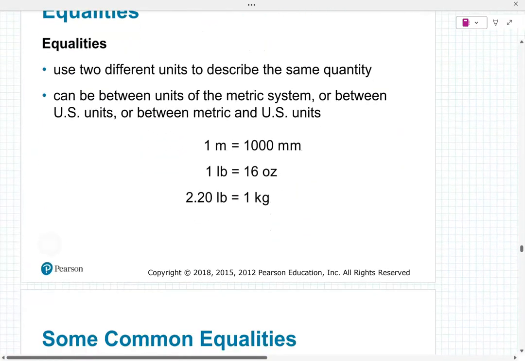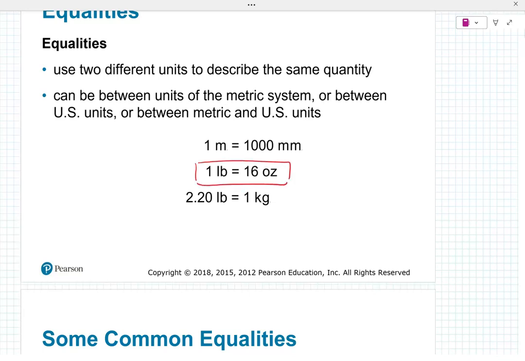So now we're going to move on and talk about equalities and then conversion factors. So these are the examples of equalities. You can use them to move between the metric system units, or you can use them to move between the metric and imperial, or within imperial. Okay, like this.